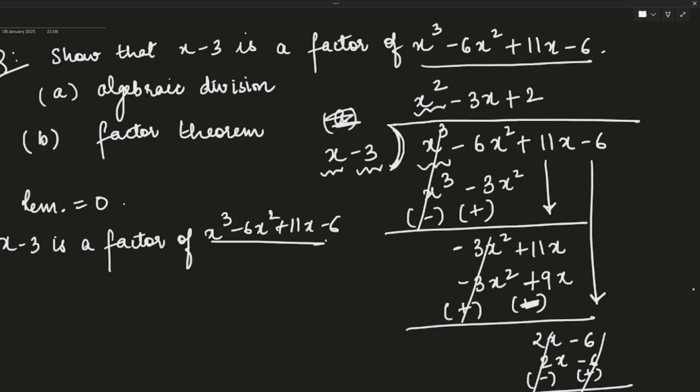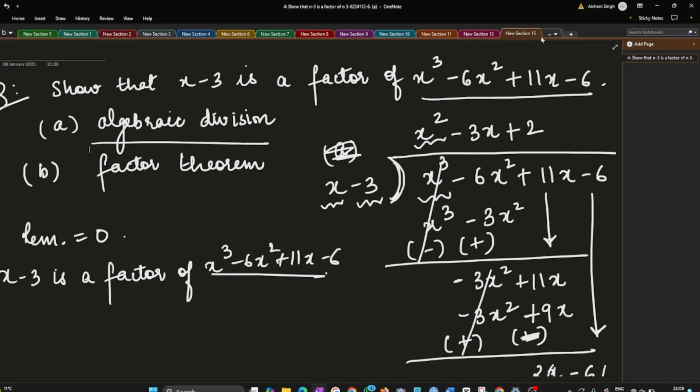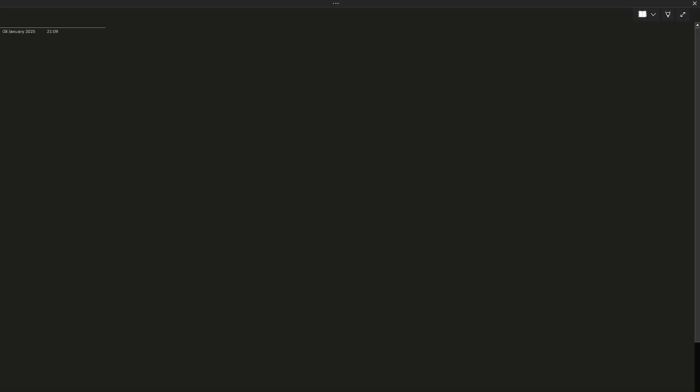Okay, so this is the method of algebraic division. We have shown that x minus 3 is a factor of x cube minus 6x square plus 11x minus 6 because it is completely divisible by x minus 3, because the remainder is 0. Now we'll go for the second method, which is a much shorter method, better than the algebraic division method.